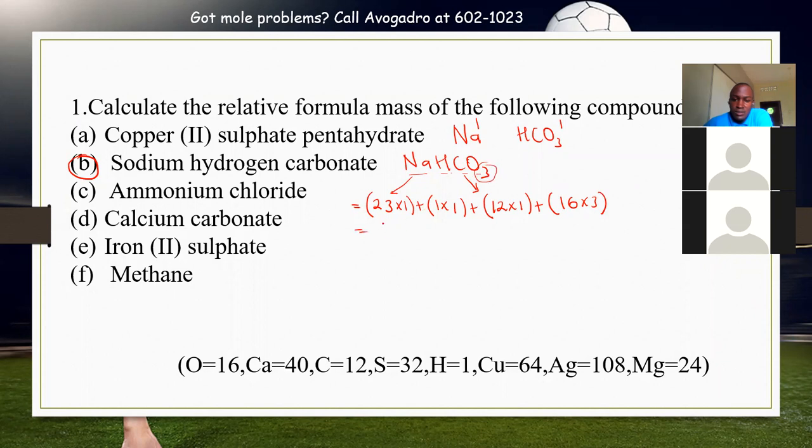So we have 23 plus 1 plus 12 plus 48. 48 plus 12 is 60, plus 24, probably 84. So our relative formula mass will be 84. We shall not put grams in this case because we are talking about relative. When something is relative, in most cases the units cancel out. So we just leave it at 84 as our answer. That's how we can determine sodium hydrogen carbonate.